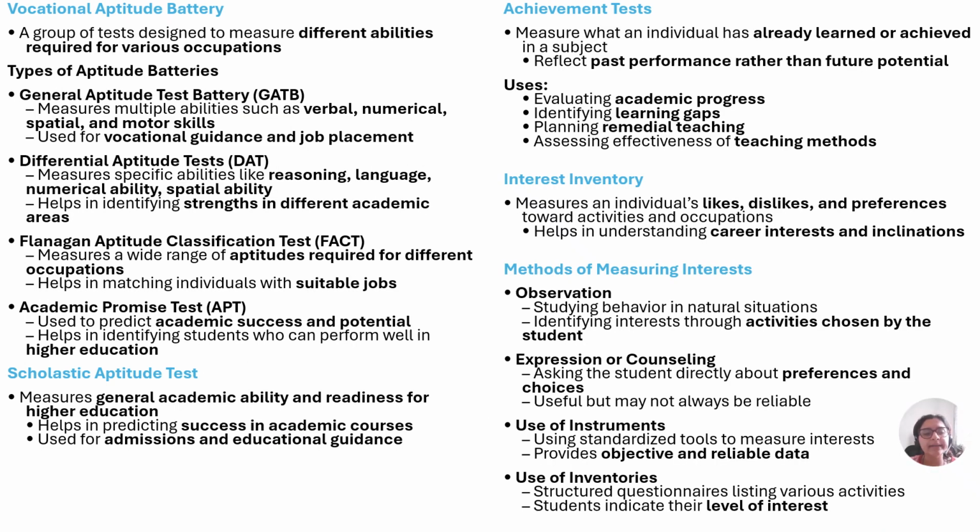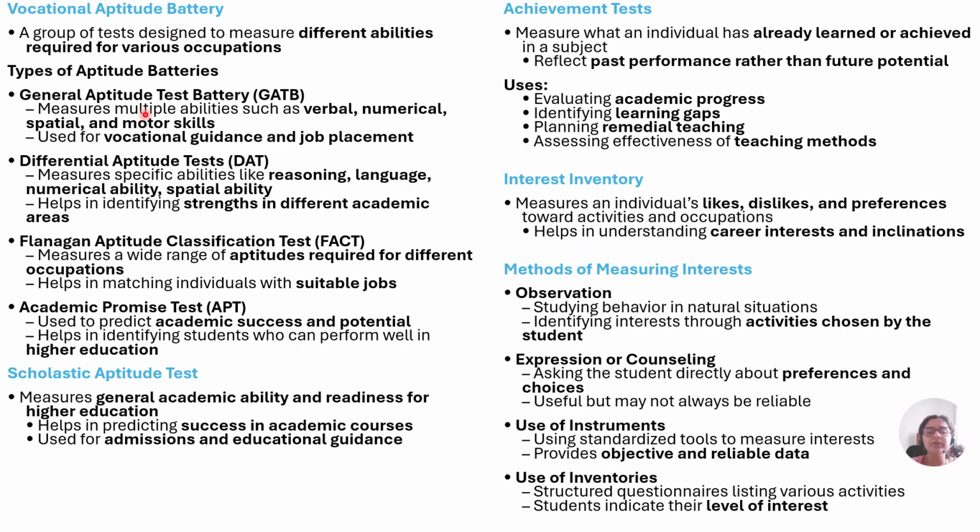Vocational aptitude battery. So why is it called battery? Is it battery in electrical circuits or is it battery in current? No, battery here refers to a set of tests. Vocational aptitude battery means a group of tests designed to measure different abilities required for various occupations. So what are the types of aptitude batteries? Again, I'm clarifying, batteries means a group or set of tests. It is not batteries of current.